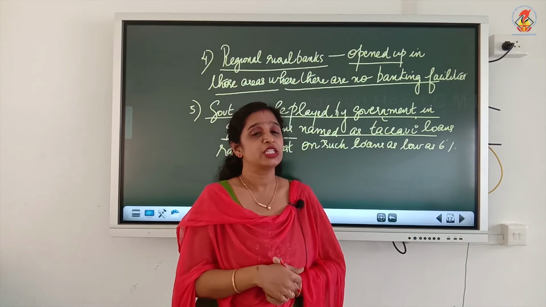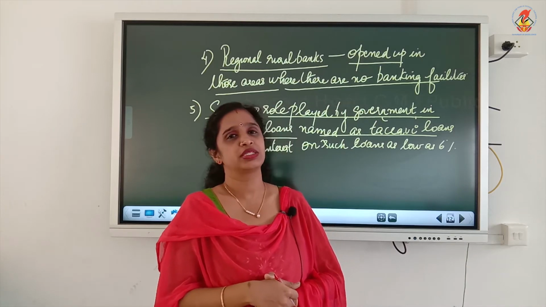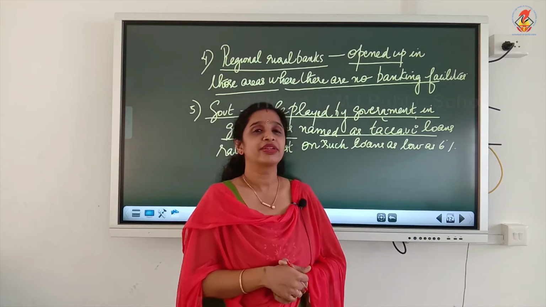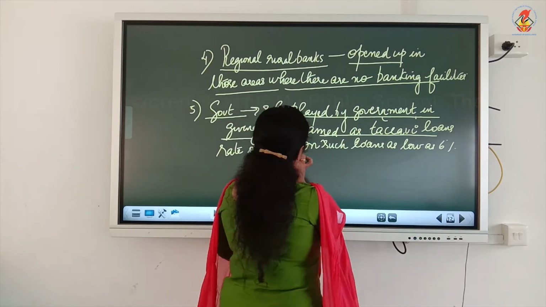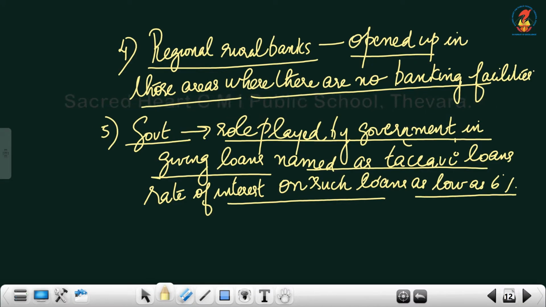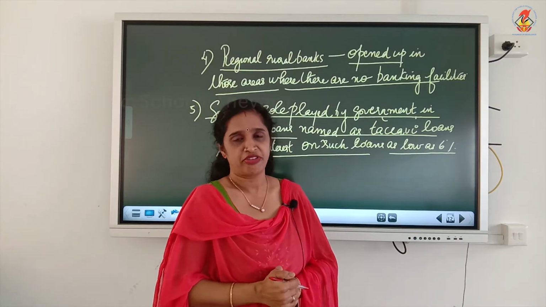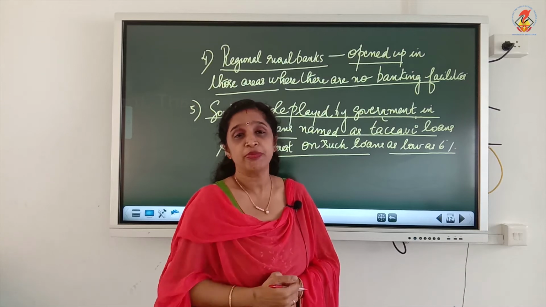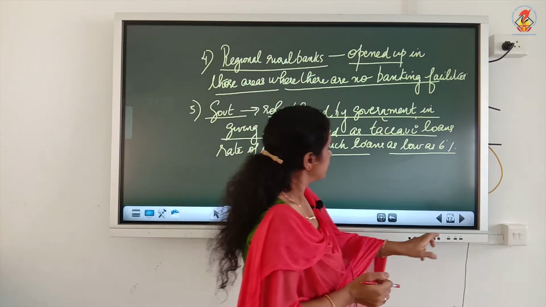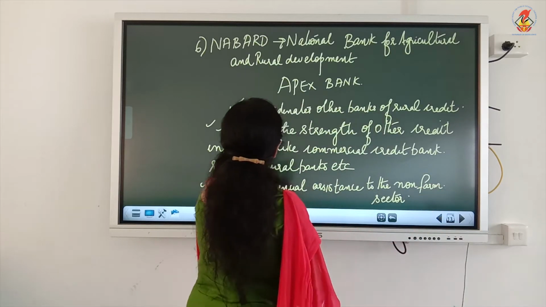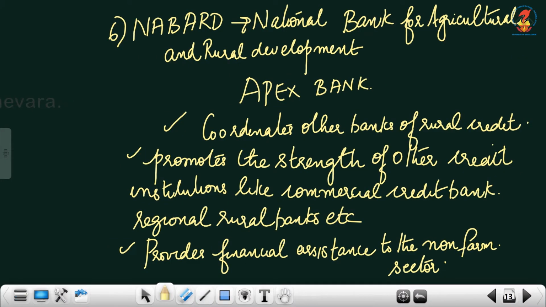The credit facilities provided by the government to the farmers are known as Takavi loans, and the rate of interest on such loans is as low as 6%. So it is a relief for the farmers, a huge relief for the farmers, and it is a credit facility provided by the government. Next is Nabard, a very important institution.